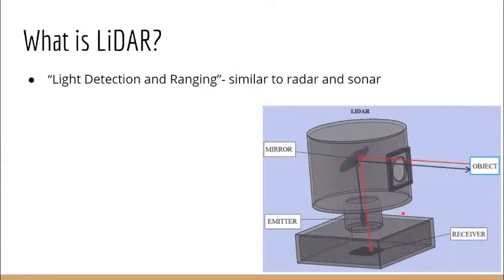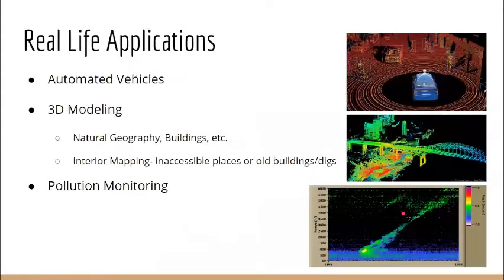Some real-life applications are in automated vehicles, like self-driving cars. It's used a lot in 3D modeling, especially in natural geography, like landscapes and mountains, but also for interior mapping, specifically for archaeologists who need to access inaccessible places and dangerous digs. It's also used in pollution monitoring, as you can see in the bottom right corner. That's a crop sprayer spraying pesticides, and it can detect fine particles at pretty high heights.